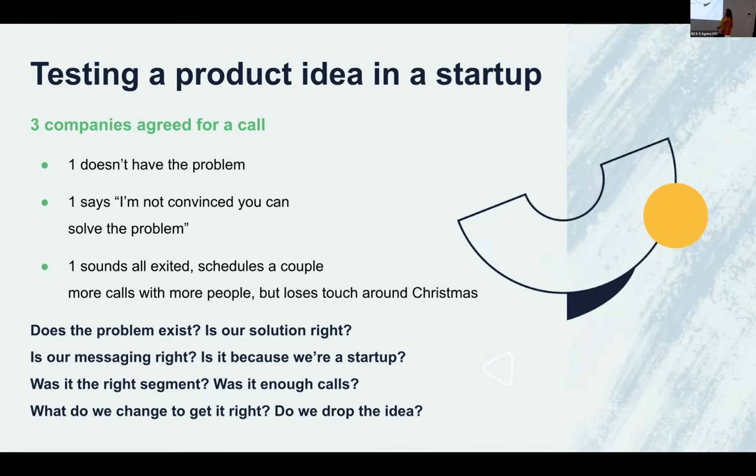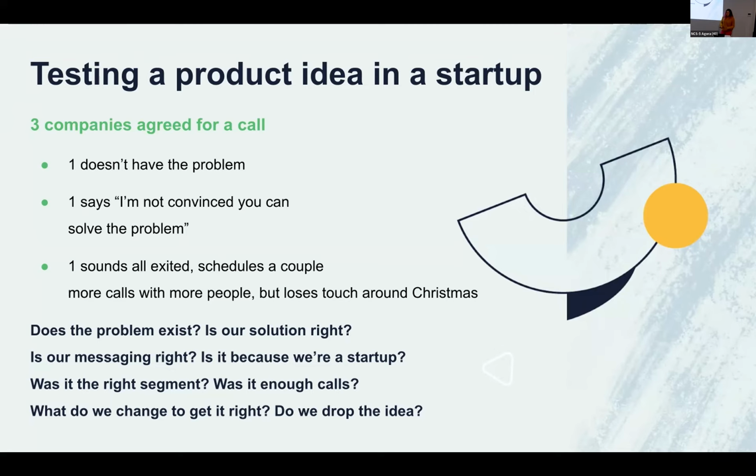Does the problem exist? We sort of proved it, but maybe we were wrong. It could have happened. Is the solution that we came up with, and we put some mocks and put into the pitch deck, the right solution to that problem that we validated? Is our messaging right? Maybe we are doing the right thing, but we are talking about it in the wrong way, or we are talking to the wrong persons.